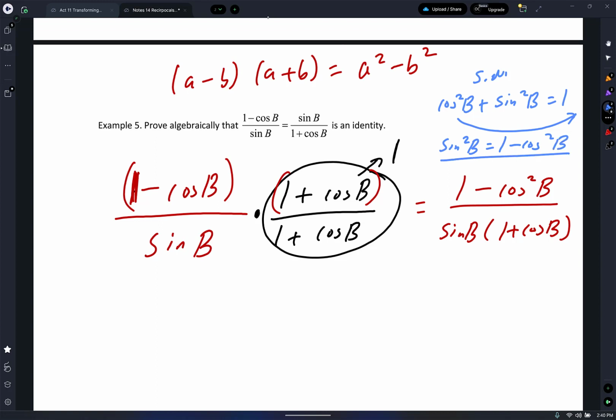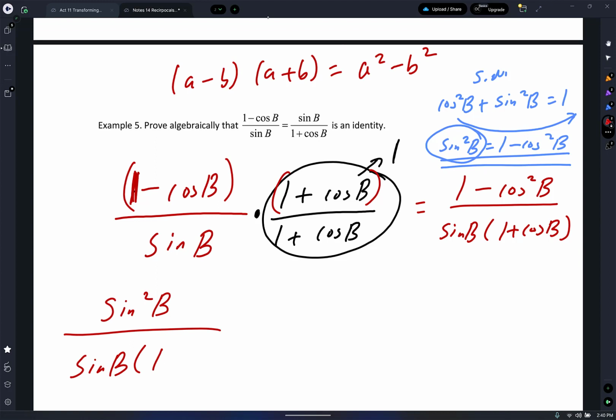Do you guys see that? I can just substitute that expression, 1 minus cosine squared b. I can just put what for it? Sine squared. Heck yeah. So look, sine squared b over sine b, parenthesis 1 plus cosine b. Are we okay? All right. What's going to cancel? I have a sine squared on the top, and I have a sine b times 1 plus cosine b. You can say it.